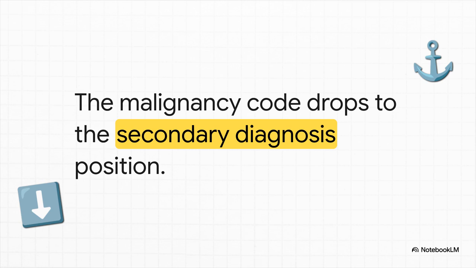The malignancy for which the therapy is being administered remains anchored safely in slot number 2, right beneath your therapy Z code. You are still telling the insurance payer exactly what type of cancer the patient has, for sure, but you are accurately reporting that the primary reason for today's encounter is the administration of the therapy itself.